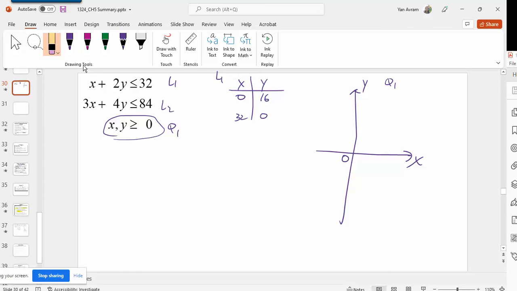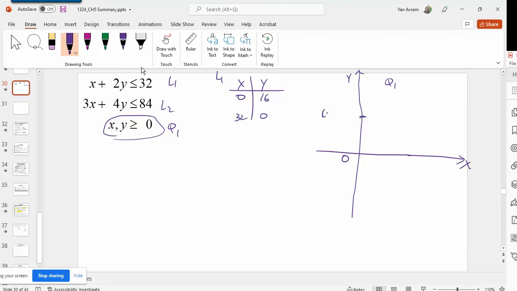Let me make this a little bit bigger. So we have x is 0, y is 16. This point is (0, 16), and this one is (32, 0). That is my line in here. I can use (0, 0) as the testing point. So 0 plus 0 is less than or equal to 32, which is true. That means this side is the solution.